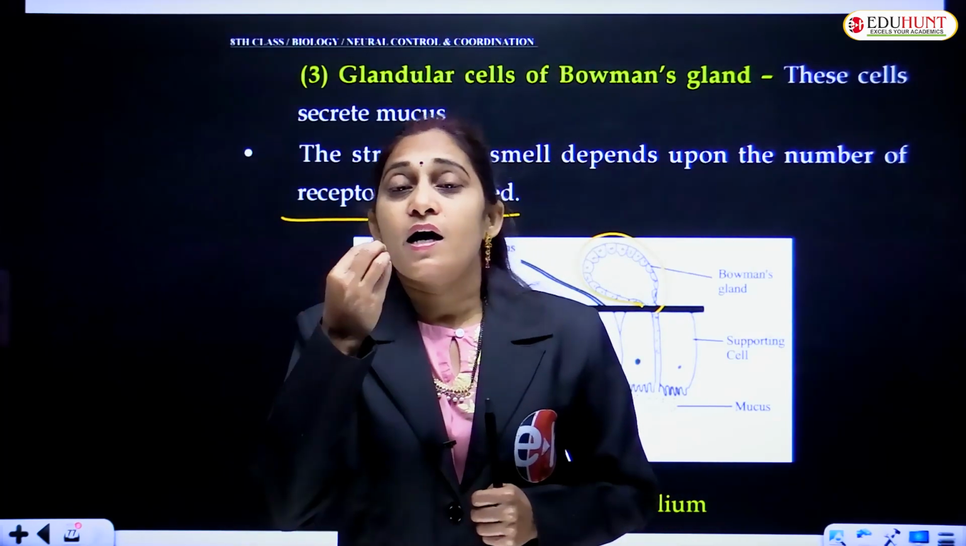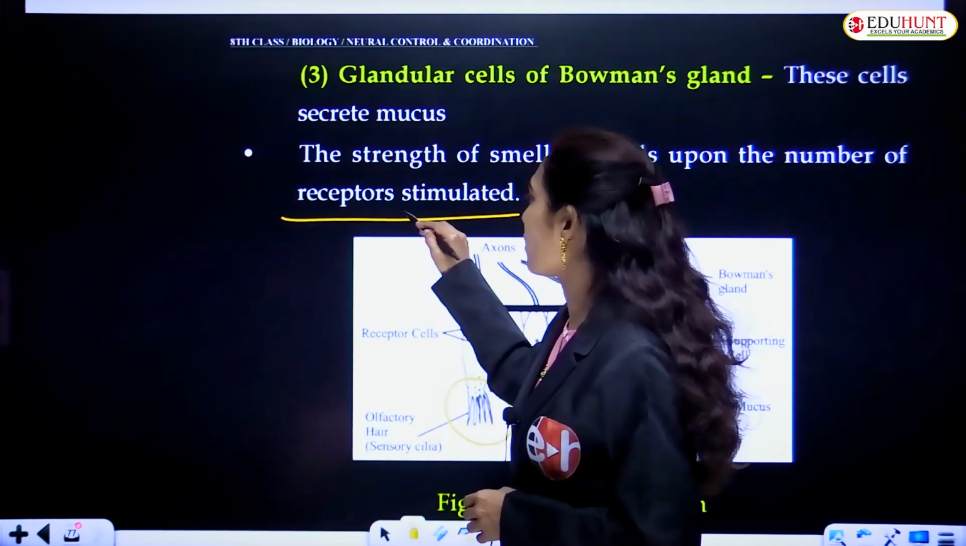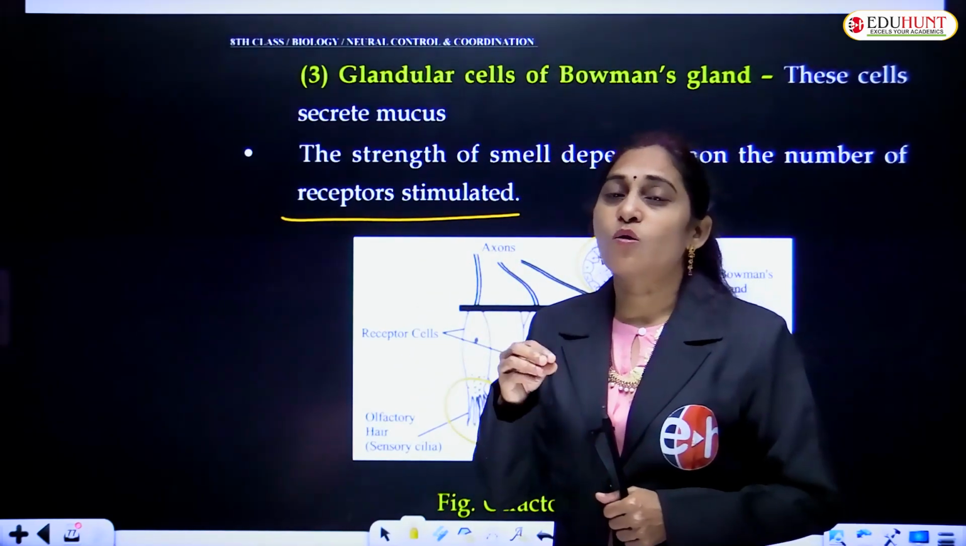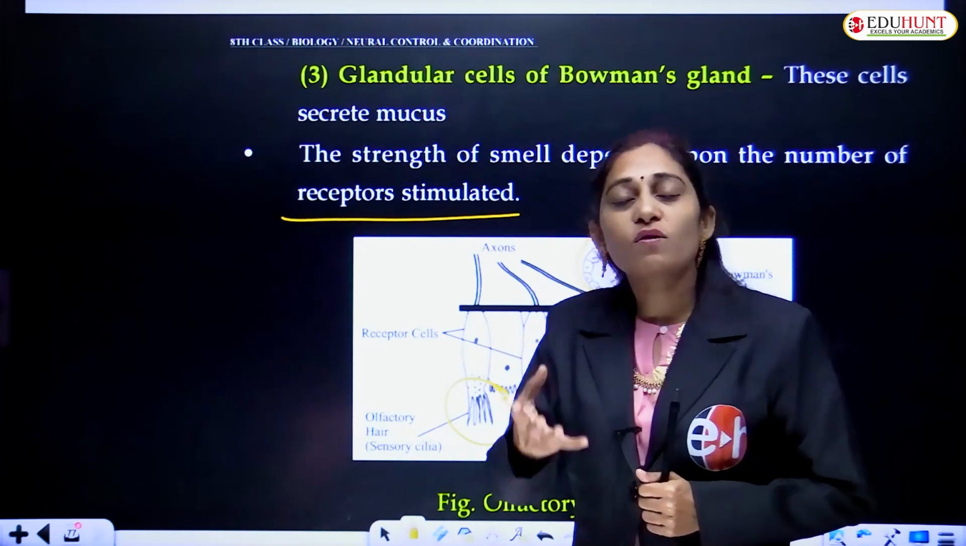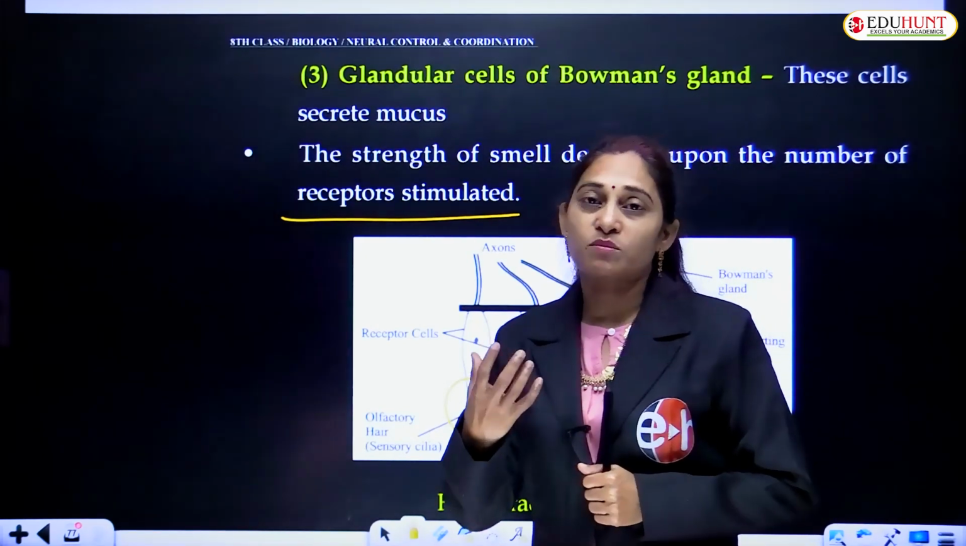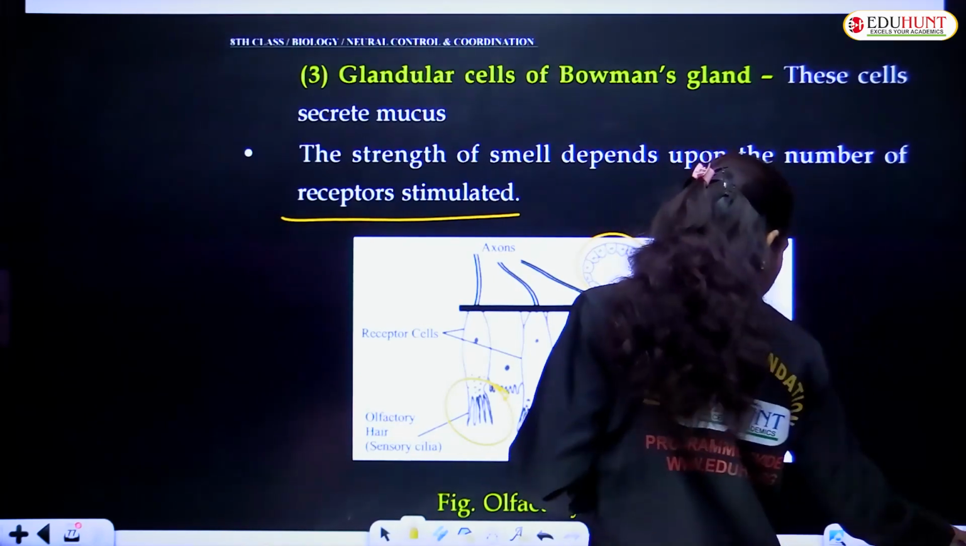That is about the receptor cells. Only a few of the receptor cells get stimulated. If most of the cells get stimulated, the smell becomes stronger. That decides it.